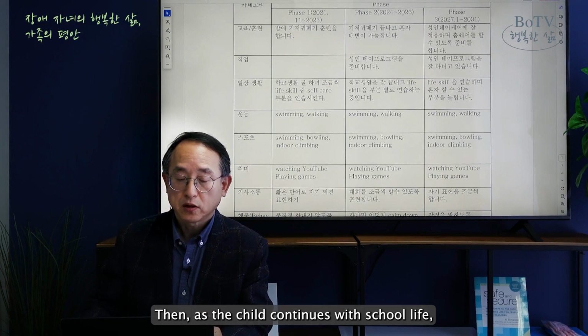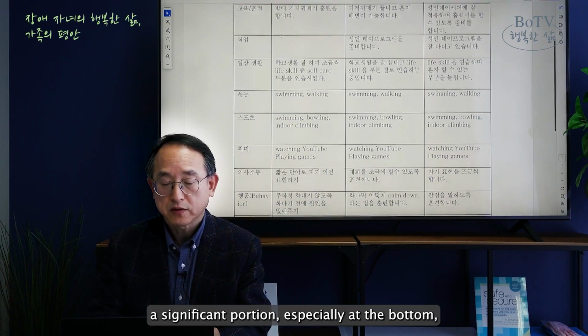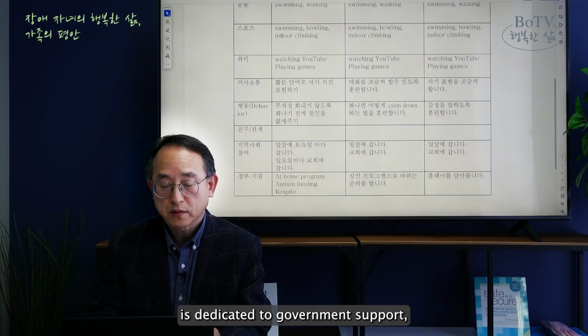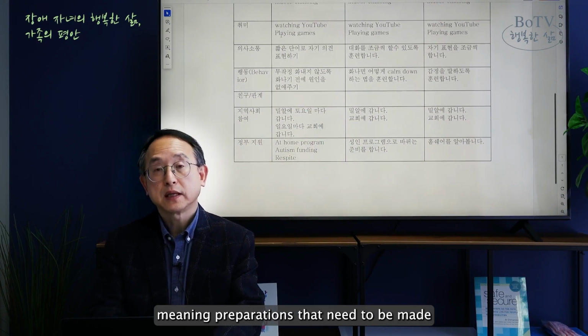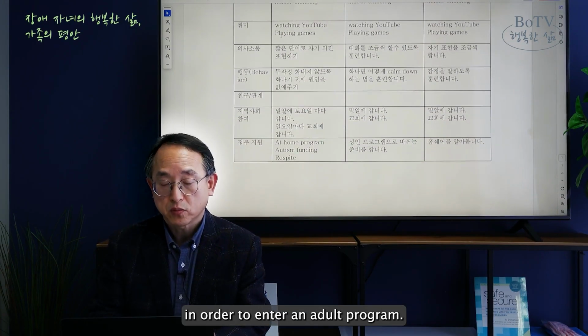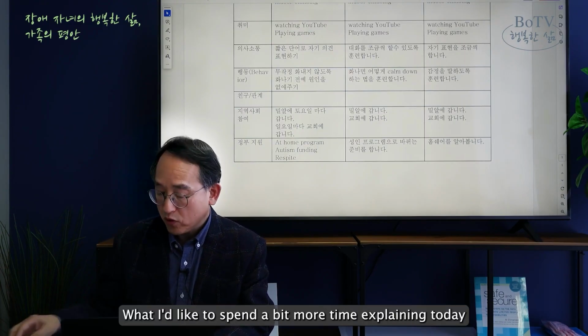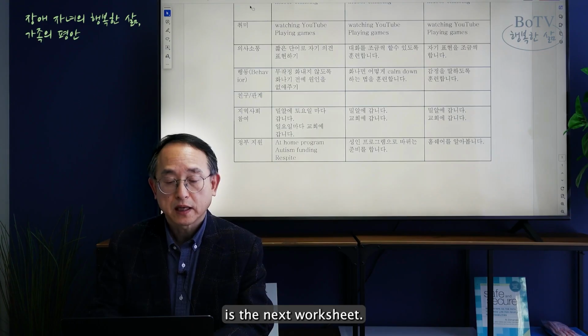Then, as the child continues with school life, a significant portion, especially at the bottom, is dedicated to government support, meaning preparations that need to be made in order to enter an adult program. This is summarized in this way. What I'd like to spend a bit more time explaining today is the next worksheet.